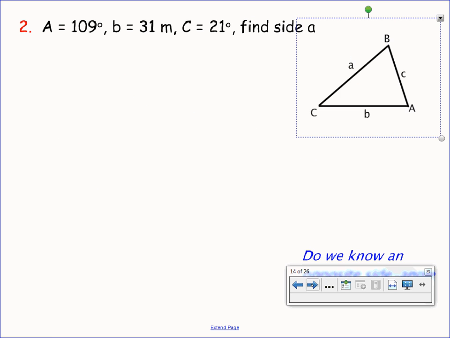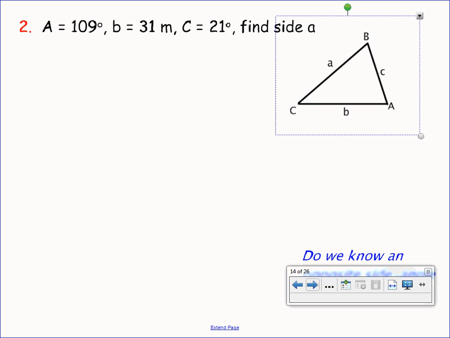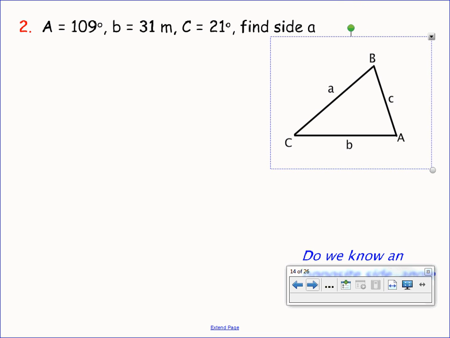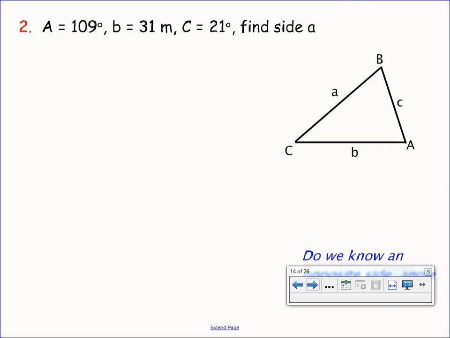Let's consider another example. Number 2. In number 2, angle A equals 109 degrees, side length b is 31 meters, and angle C is 21 degrees. Let's go ahead and fill in our given stuff. So it looks like angle A is 109 degrees. I know side length b is 31 meters, and angle C is 21 degrees.